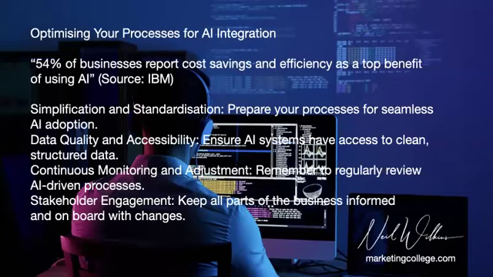And of course, as we said already, it's simplification and standardization. That's what we're after here. It's data quality and accessibility. It's continuous monitoring and adjustment. And at the same time, improving our stakeholder engagement, keeping all parts of our business informed and on board with the changes. So as we start to do this process mapping, as we start to identify those little light bulb moments where it's like, oh, wow, look, we could do it then.